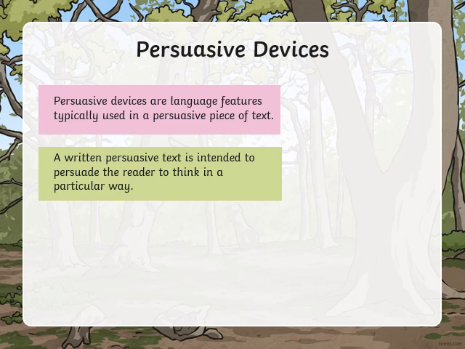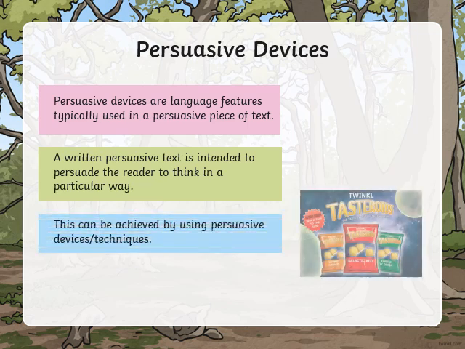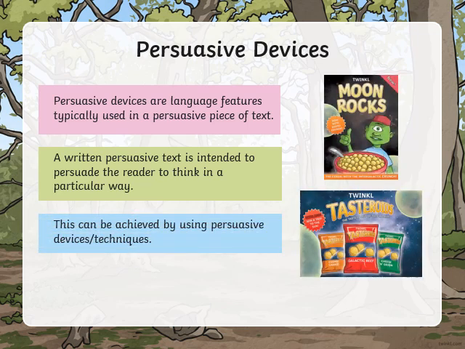That's all for persuasive devices. That's all for today. Persuasive devices are language features typically used in a persuasive piece of text. And this is a very important topic for year 4, 5, and 6.